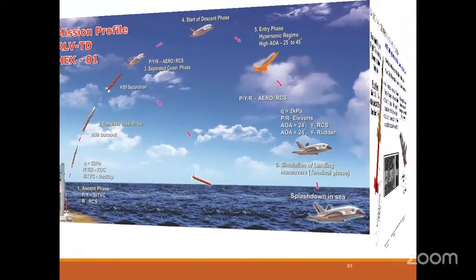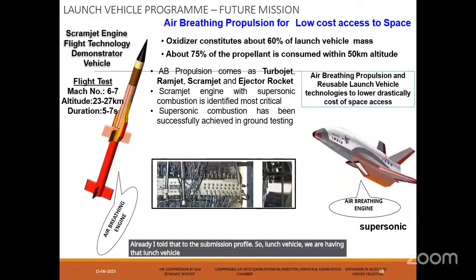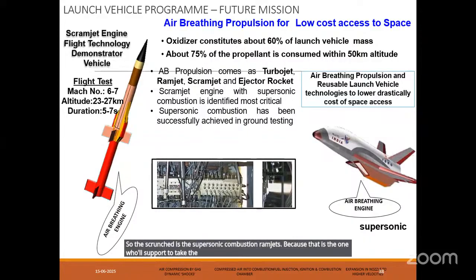Already I told that this is a mission profile. So the launch vehicle, why are we using that? Already I told that ramjet, scramjet, ejector, turbojet. The scramjet is the supersonic combustion ramjet, because that is the one that will support taking things to space. There are supersonic conditions, where the Mach number may be greater than that. Nowadays we are using hypersonic, that is a Mach number more than 5.